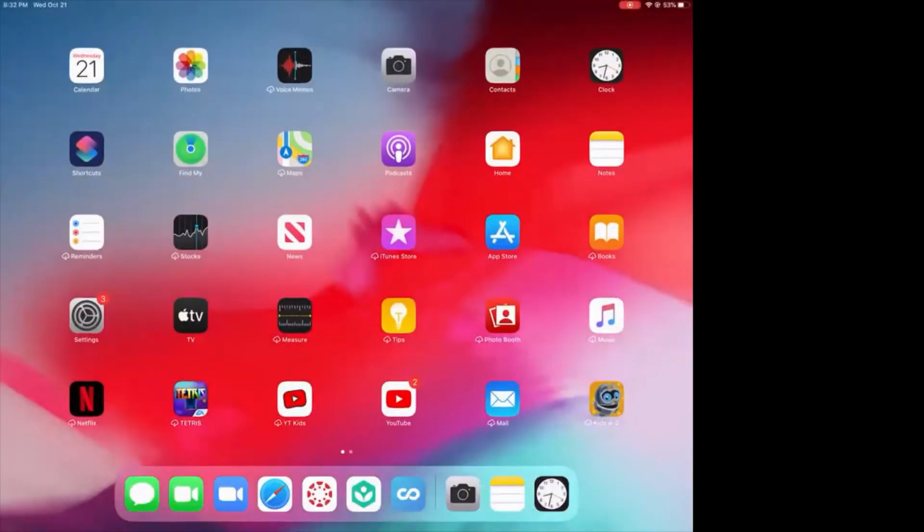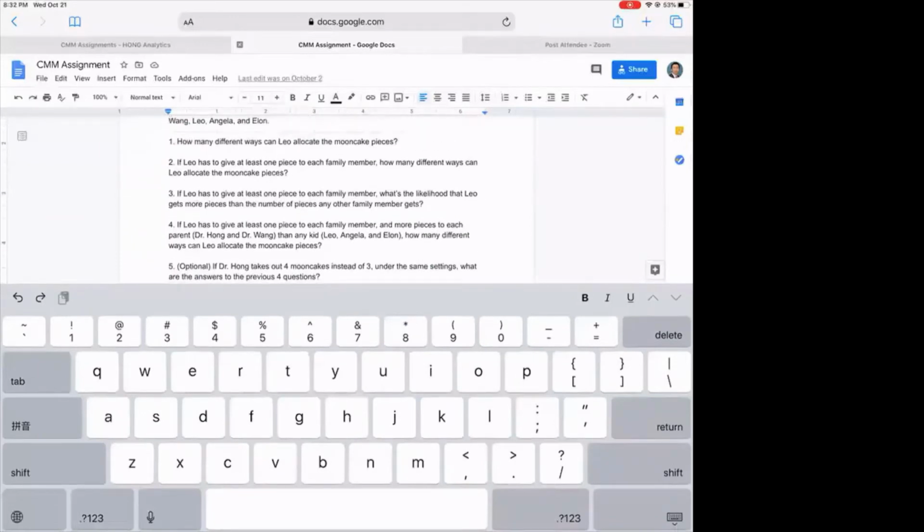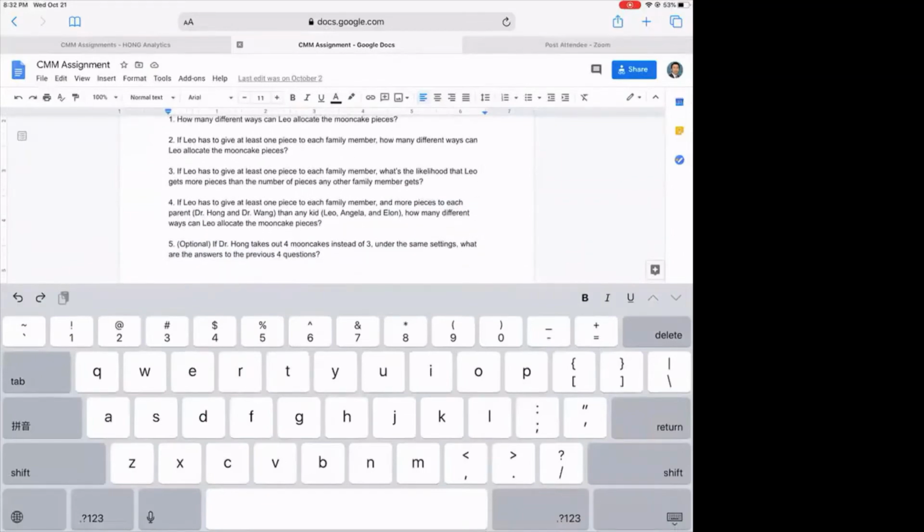Back to this problem. We said all the first four was based on me taking out three mooncakes. Now let me take out four mooncakes. I take out four mooncakes, and I'm cutting each one of them into four equal pieces. Four mooncakes, each mooncake gets four pieces. Now I want Leo to allocate them.